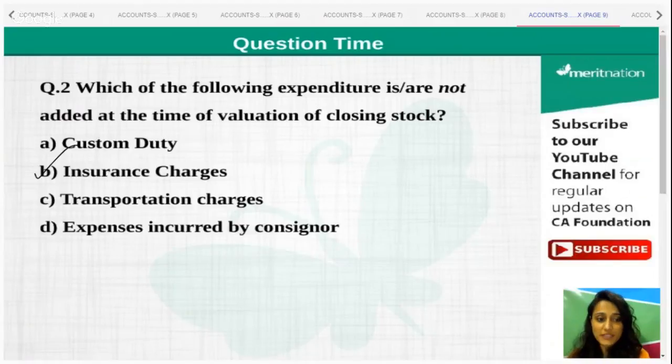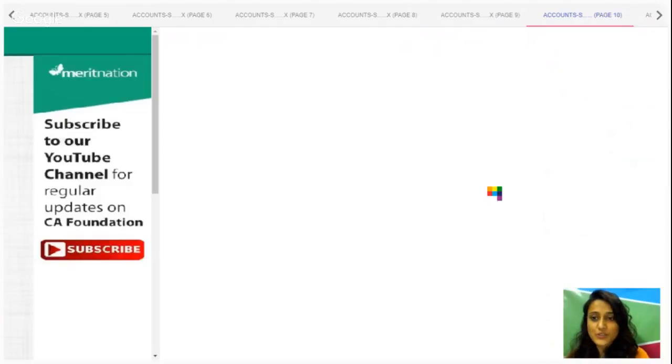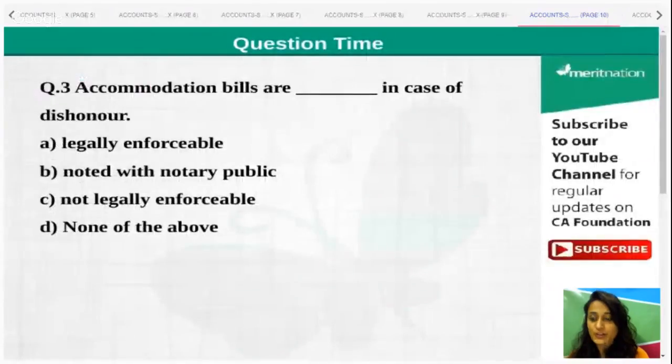Yeah, Shubham gave the right answer. I took your name, Shubham. Okay, so let's move on to the next question. You guys are doing well, very good. No, insurance is not supposed to be added because insurance is a recurring item. Okay? All right, very good.